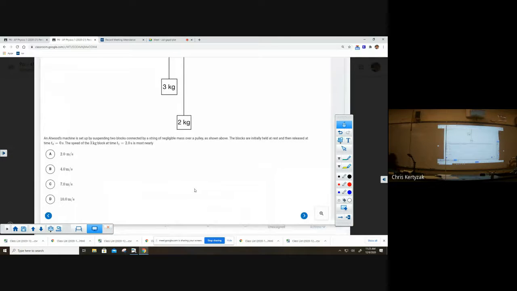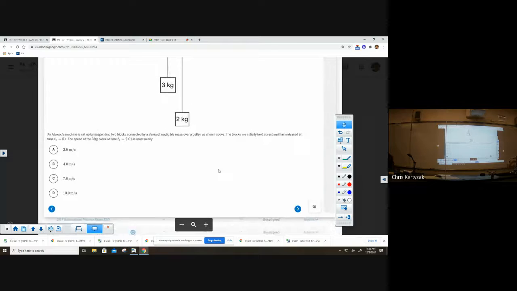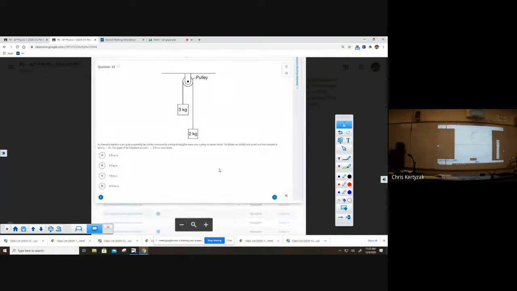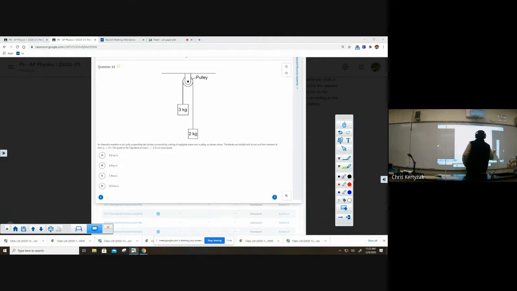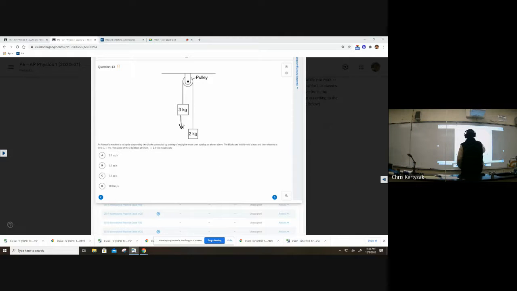Good old Atwood machine. Of course, what is the acceleration? That's what they love to ask. Remember, it's the system again. So we just need to know that the amount of force pulling here is, I'm going to call this one M1, we'll call this one M2. So this amount of force is M1G. This amount of force is a little less, which is M2G. I know it's a little less because it's 2 kilograms compared to the 3 kilograms.